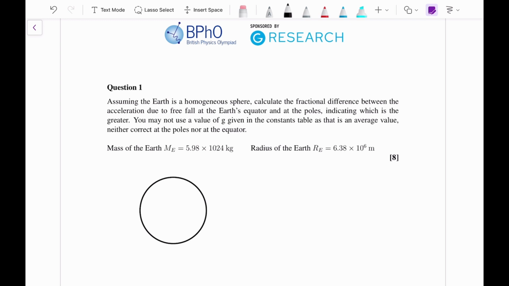This is Earth, and let's say Earth is spinning around this axis. So let's say this object will be at the equator, this object will be at the pole. Now, both of these objects will experience the force of gravity.